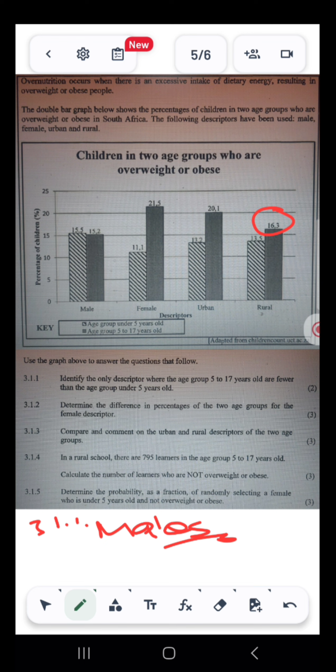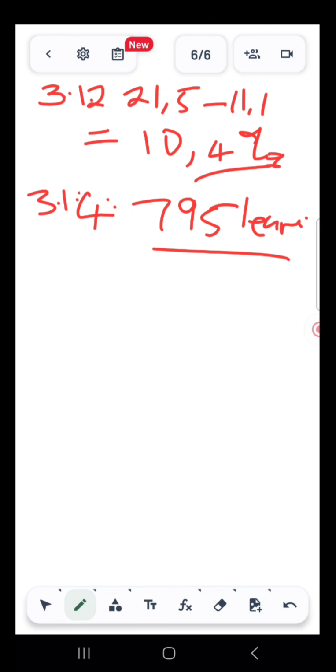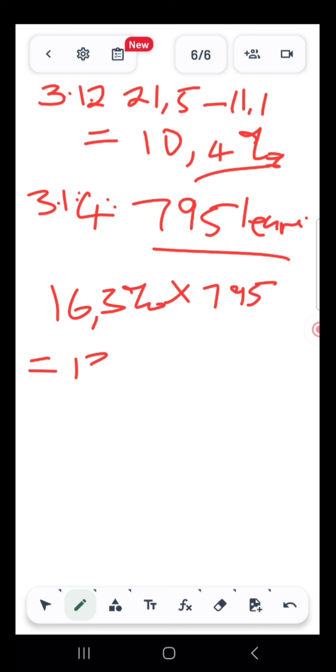Let's go back to the statement. In a rural school, there are 795 learners, in the age group 5 to 17. So focus on 5 to 17. And then we try to find out and answer the question. Okay. So we know it is 16.3%, between the age of 5 to 17, and then we multiply this by 795 learners, right? And when you multiply, you get 130 learners. So it means 130 learners are obese.